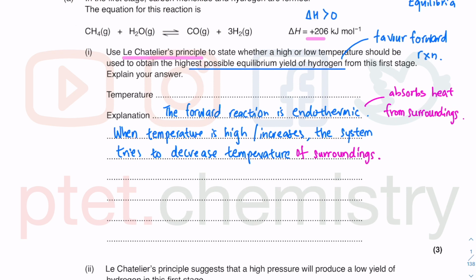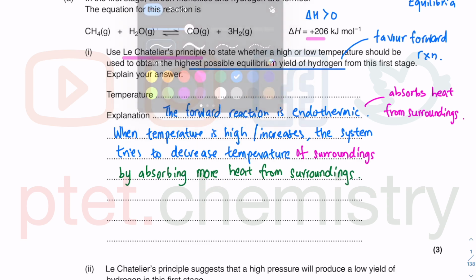But I only know how to absorb heat. So what do I do to make the outside cooler? I'm going to take away your heat. So I'm going to absorb more heat from the surroundings. But then we also have to read back our first statement. The forward reaction, going from left to right, absorbs heat energy. So when you absorb more heat, you will favor the forward reaction. And when you favor the forward reaction, the equilibrium shifts to the right, and you will get a higher equilibrium yield of hydrogen.